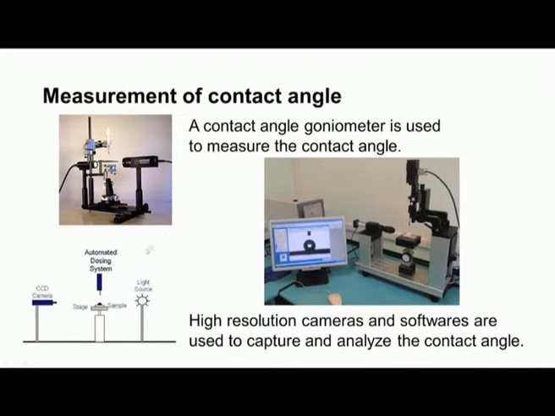Now, how do we measure this contact angle? A contact angle goniometer is used to measure the contact angles. A few setups are shown here, and a schematic diagram is shown here. A high resolution CCD camera is used, and there is a light source, and there is a stage on which a drop of liquid is placed by using this dosing system, and then the image is taken, and then software is used to get the contact angle.